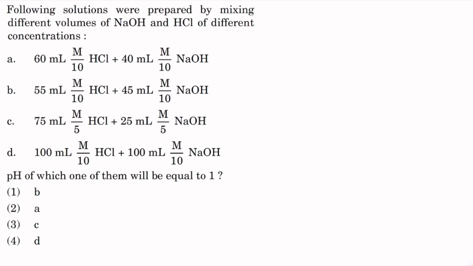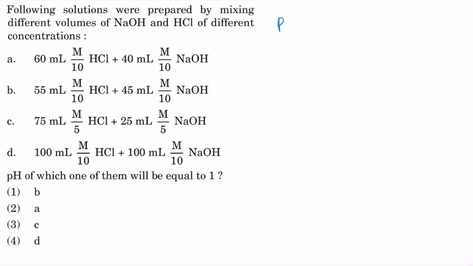Hello everyone, here is a question from ionic equilibrium. The following solutions were prepared by mixing different volumes of sodium hydroxide and hydrochloric acid of different concentrations. Among them, which one of them will give us a pH value equal to 1?